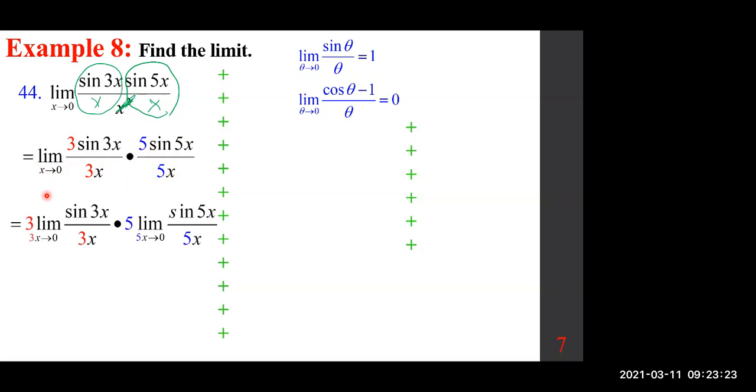For this part, I can take the 3 out. And the reason I can say 3x approaching 0 is that if x approaches 0, everybody, that means 3x is approaching 0. That means 5x is approaching 0. And that's what happens. So take a look, this one is identical to this one, is identical to this one. You can think of it as theta. So this whole thing becomes 1. Same thing for the second one. 3 times 5 is 15. Okay, that's the way you approach that. I hope everybody's okay with that.